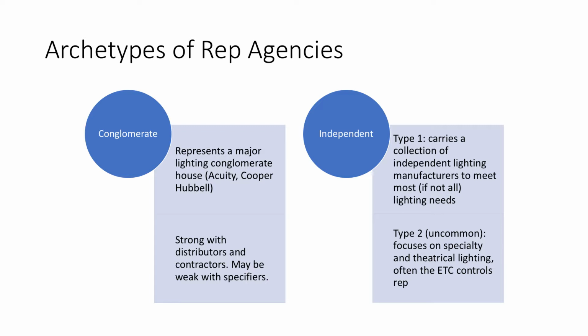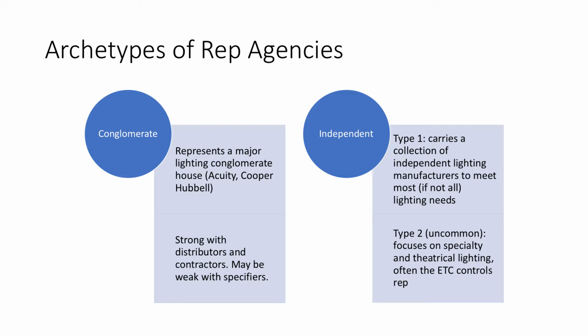So some of the larger independent lighting rep agencies can be comparable to the conglomerates. You can go to the mall and buy from the major chains, but if you look hard, you can find somebody who does everything. The larger independent lighting rep agencies can carry 30 to 50 independent lighting manufacturers, and by carrying all of these manufacturers, they can satisfy every need on a single project.